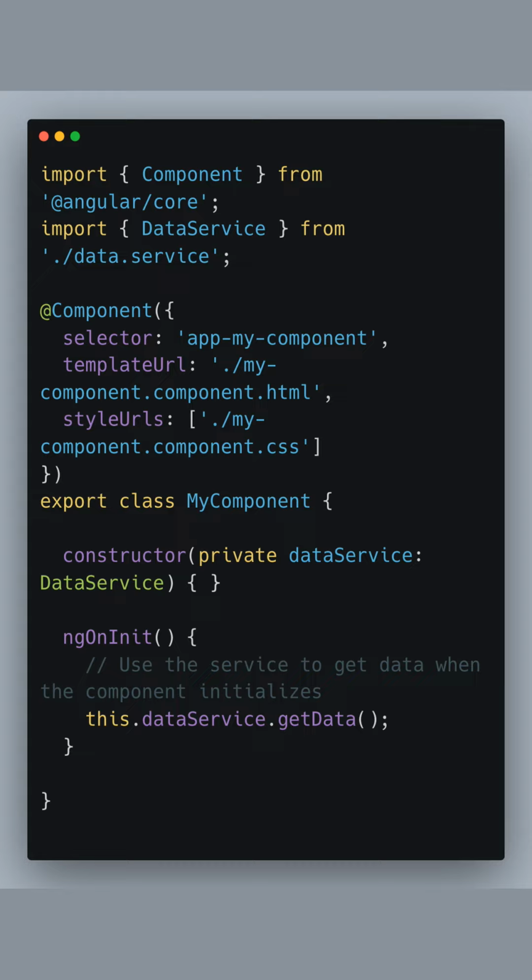In the ngOnInit lifecycle hook, we call the getData method from data service. This is typically where you'd initialize data retrieval when the component loads.